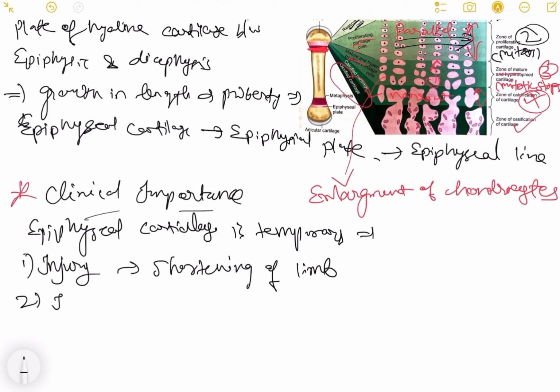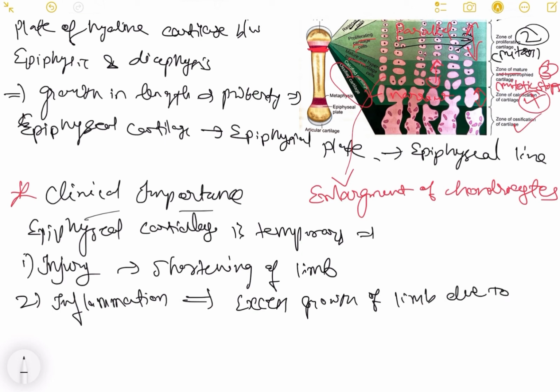Next, if there is inflammation of epiphyseal cartilage, then it will lead to excess growth of limb due to increased vascularity.